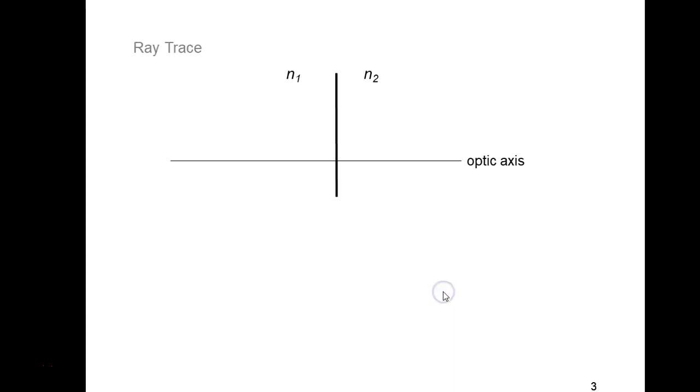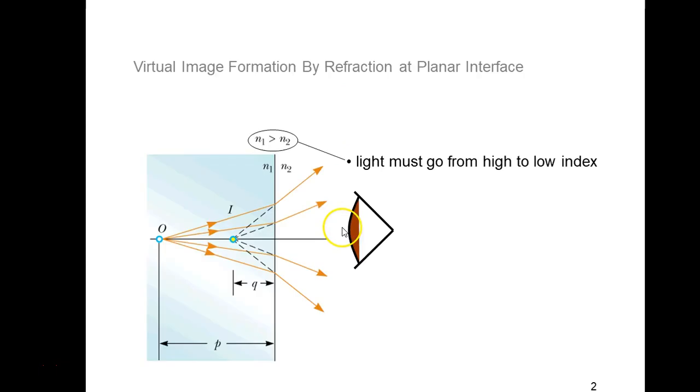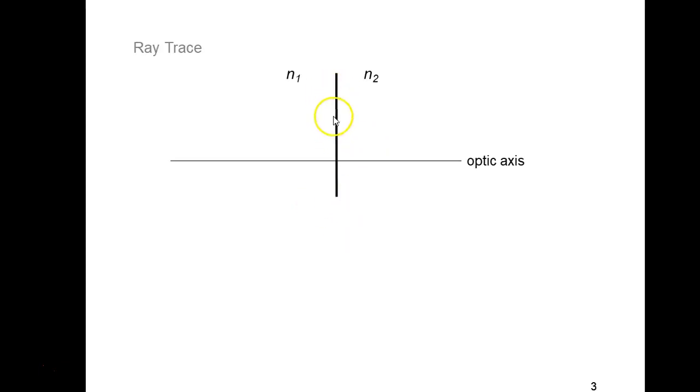Let's go ahead and do the official ray trace. Since this is official, I'm going to have a horizontal optic axis. Here is my single refracting surface on my optic axis. I guess this should be centered. It doesn't really matter, but there it is. I'm just going to emphasize that to the left of that is material 1, with index N1, and to the right is N2. I'll put my object over here somewhere.